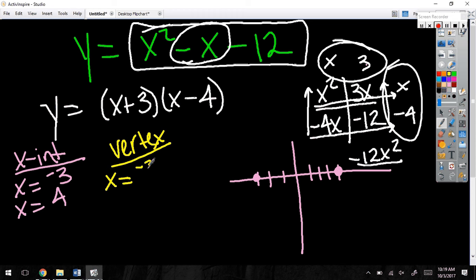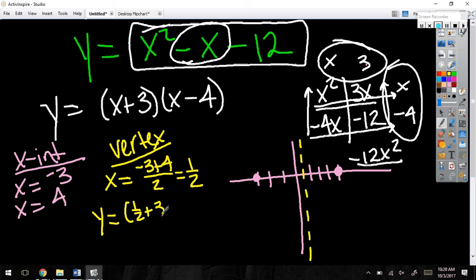All right, let's average them together. Negative 3 plus 4 divided by 2, so 1/2. And then you're going to plug it back in. 3.5 and 3.5. It doesn't matter which one you plug it in. I'm going to plug it in the factored one since that's what we've been using. 1/2 plus 3, 1/2 minus 4. 3.5 times negative 3.5 is what?